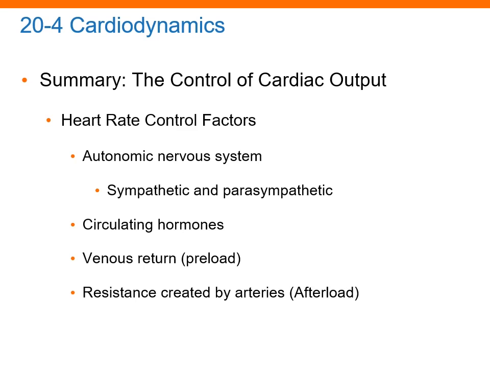So heart rate control factors would be the autonomic nervous system, sympathetic and parasympathetic. You should know which one does what. Circulating hormones is going to be less important, at least for this lecture. Venous return or preload, and then resistance created by the arteries or afterload.